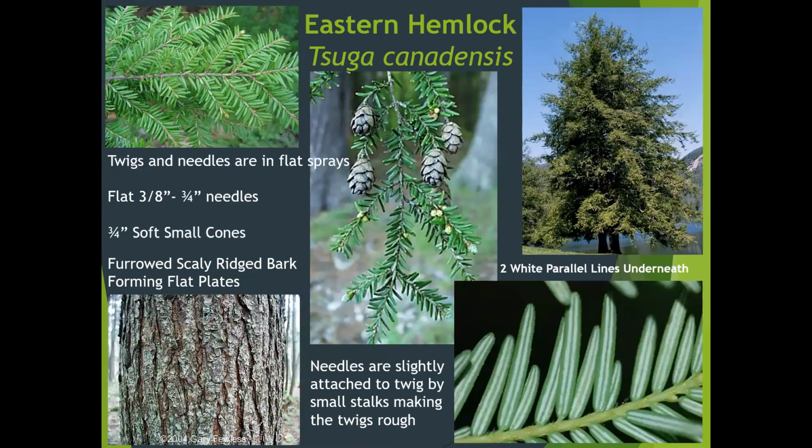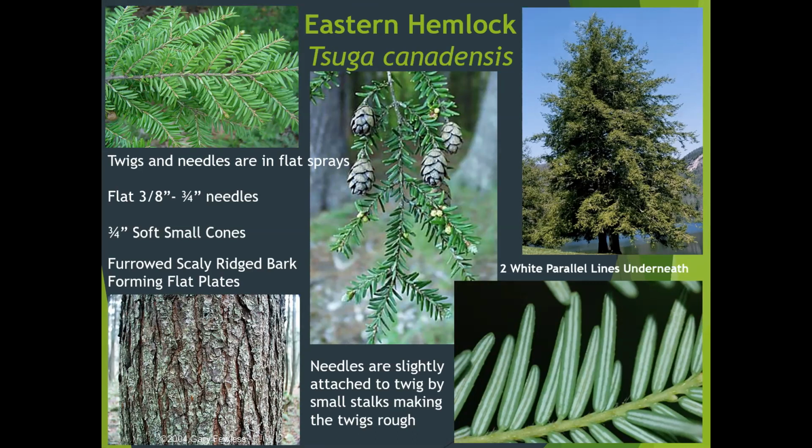The eastern hemlock, Tsuga canadensis, is very different from the pines. These have flat, short needles. The twigs and the needles are in flat splays, they just kind of splay out flat. The needles are about 3/8 to 3/4 of an inch long. And the cones are actually soft. They're still a woody structure, but they're not as stiff and firm like a pine cone would be. They're much tinier, and you can kind of brittle them apart in your fingers.